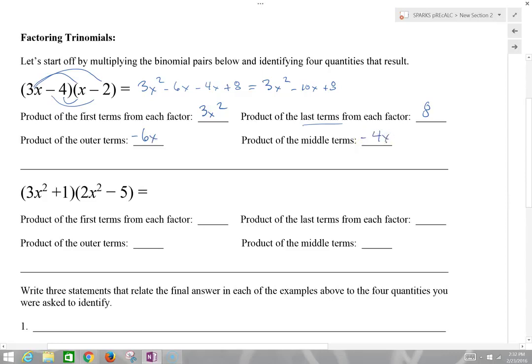Alright, we're going to go ahead and do the next one. Go ahead and FOIL this out, fill in the blanks, and check back. So pause this now.